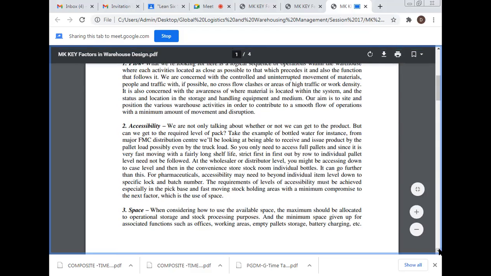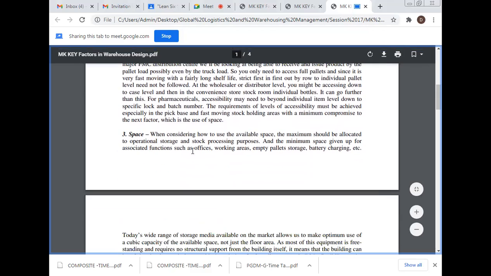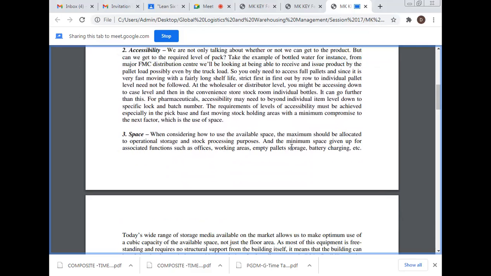Number three, the third factor is the space. When considering how to use the available space, the maximum should be allocated to operational storage and stock processing purposes, and the minimum space given up for associated functions such as offices, working area, empty pallet storage, battery charging. It means what the different facilities provided in the warehouse are: working area, different offices, empty pallet storage where it will be kept, where the battery charging will be done.